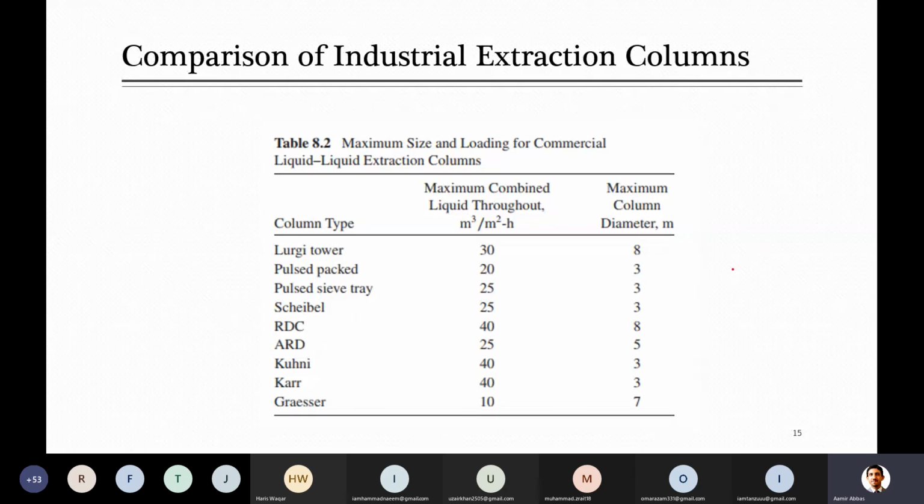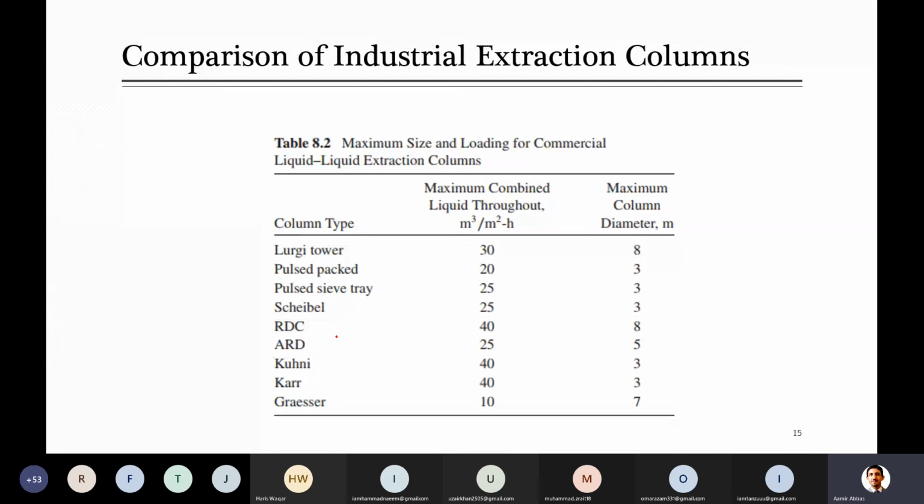So starting from the Karr Tower, this was some equipment in which you have mixer and settler, from where the initial lecture, the first lecture, was started. Then there are the pulse packed and pulse sieve tray columns. Like you have sieve tray and packed tray, but you can provide the pulse, for example air, through that. And then these are Scheibel column, RDC, ARD.